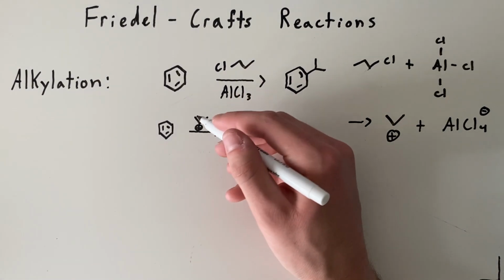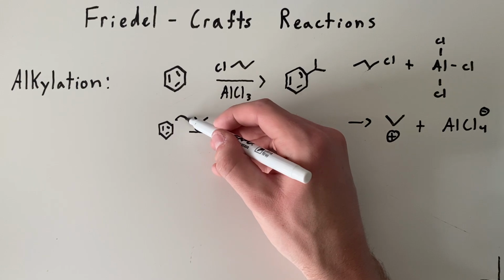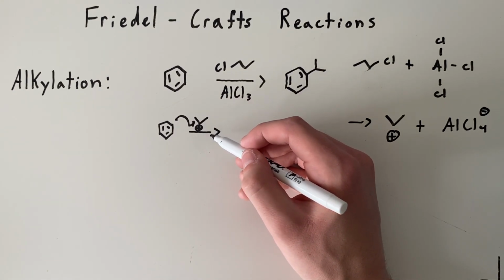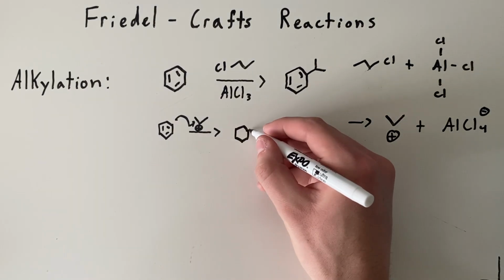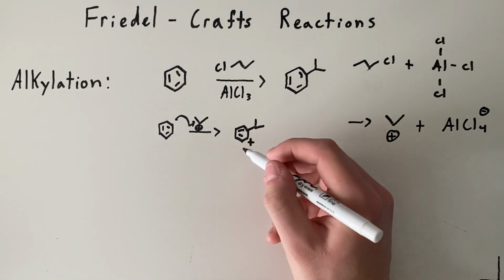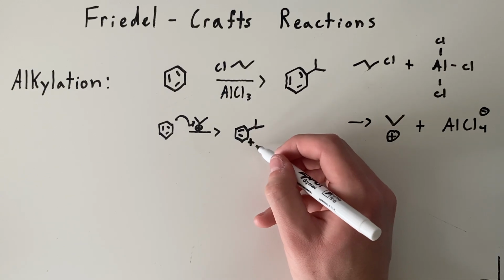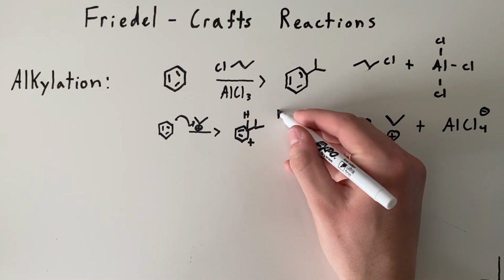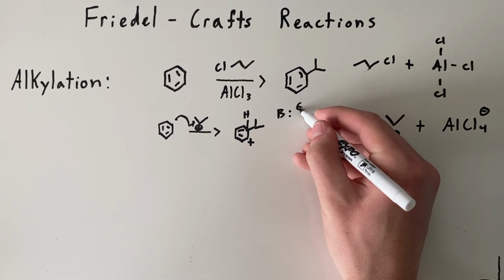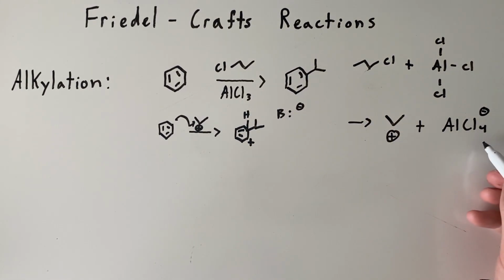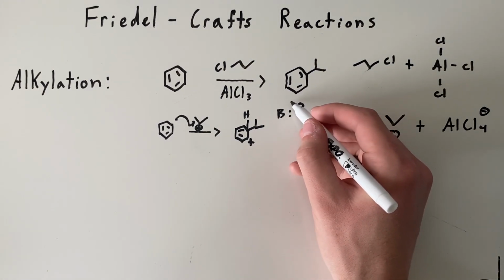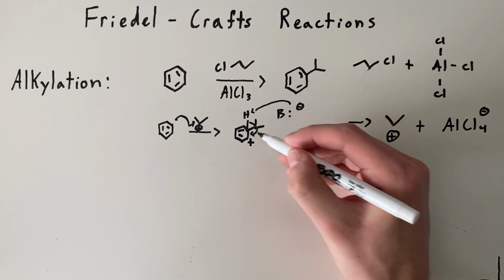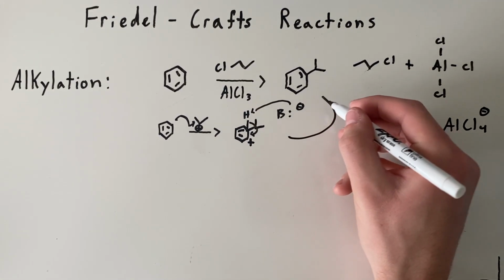So at this point, our benzene is going to extend its pi electrons and coordinate with the secondary carbocation, leaving a positive charge about this carbon, and some base. It could be the aluminum tetrachloride, which we just produced, is just going to deprotonate this hydrogen, and we'll have an elimination reaction in which we get the product.